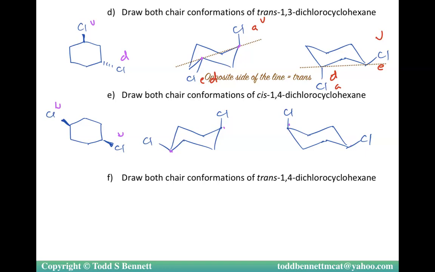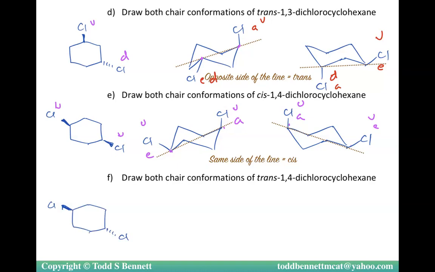So this was up equatorial. This is up and axial. This one stayed up, but it flipped to axial. This one stayed up, but it flipped to equatorial. So again, axial-equatorial and equatorial-axial, equal energies, degenerate structures. There's my line. They're on the same side of the line. There's my line, same side of the line. So they are both cis.